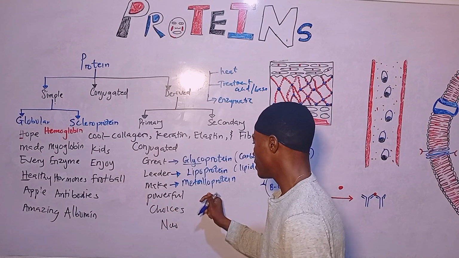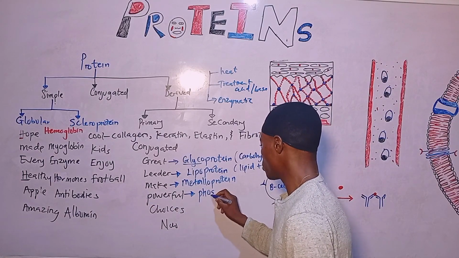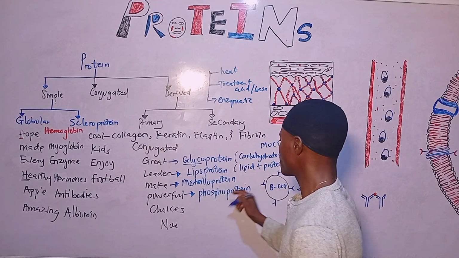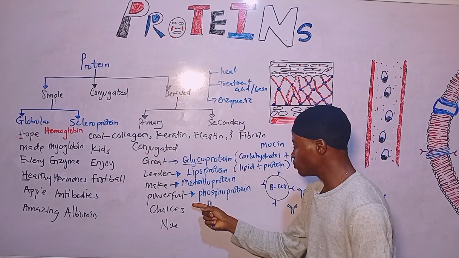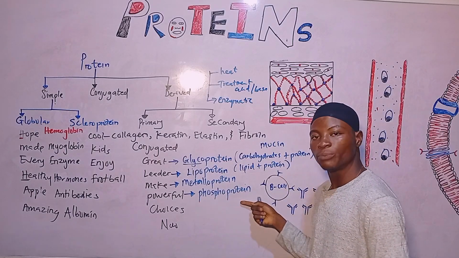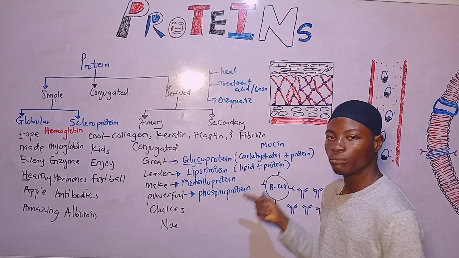Then we have powerful here. In this powerful, we have phosphoprotein. It's an example of conjugated protein. And from the word phosphoprotein, it contains phosphoric acid and a protein. It's containing phosphorus and a protein. That is phosphoprotein.